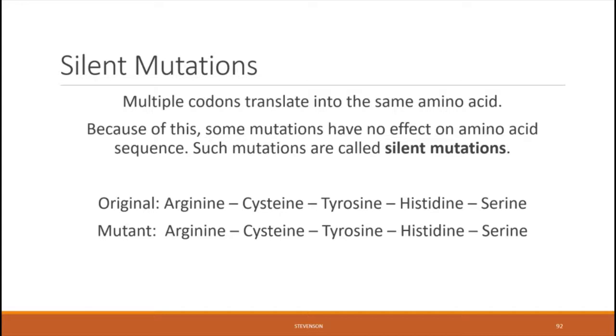Silent mutations are an artifact of the reality that multiple codons end up translating into the same amino acid. Because of this, some changes in one letter for the other in the DNA actually have no effect on the amino acid sequence or the protein. And these mutations are therefore called silent mutations because although they are there, they go undetected.